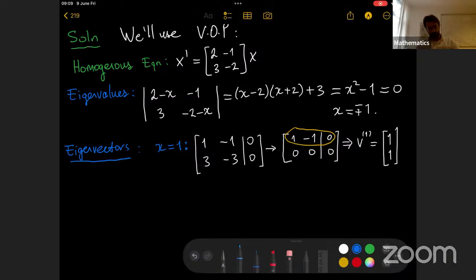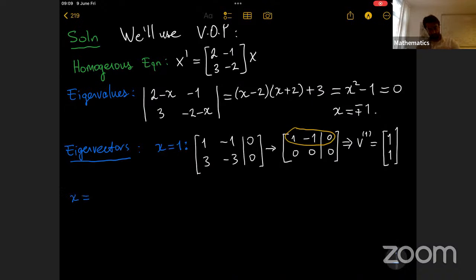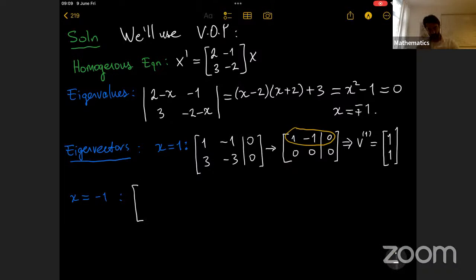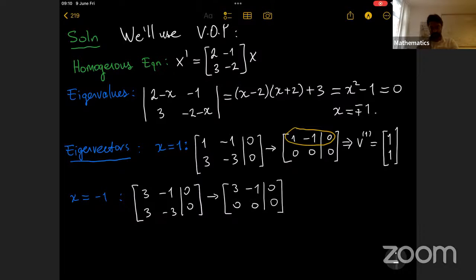Well, for lambda equal to minus 1, we will have a similar thing. We plug minus 1, so it's going to be 3 minus 1, 3 minus 3, 0, 0. And again, subtract the first one from the second one, you will get 3 minus 1, 0, 0, 0, 0. And this tells you basically V2.